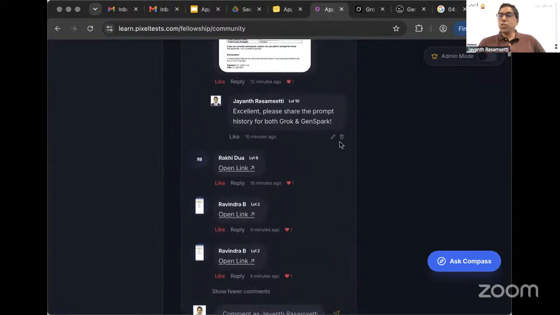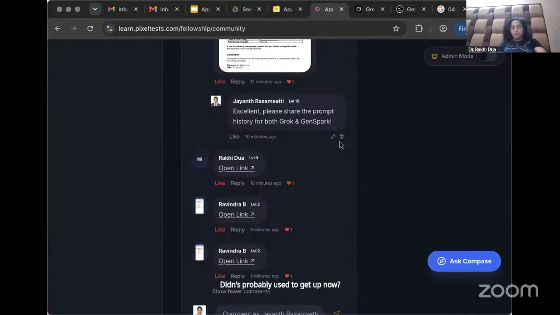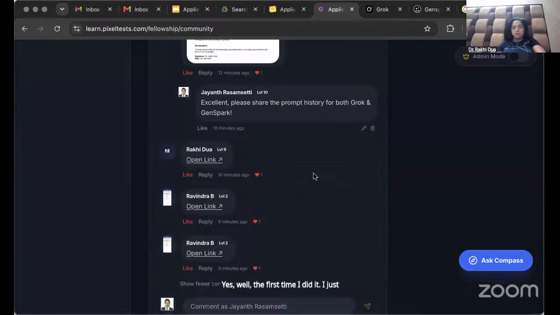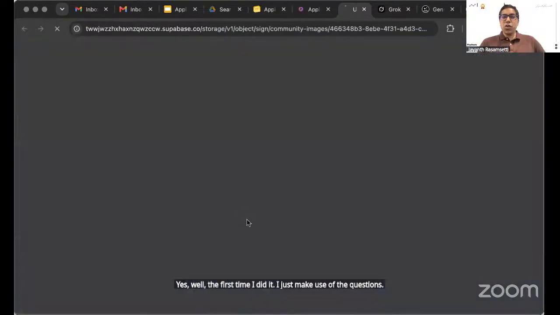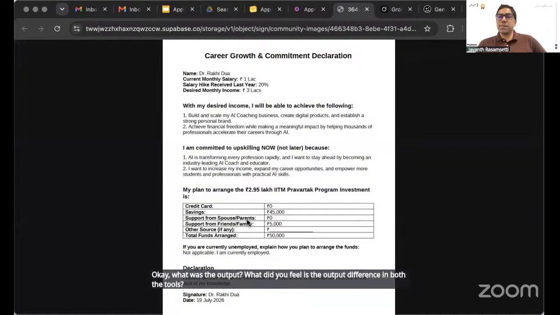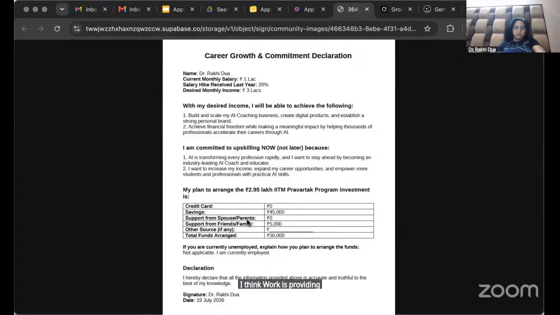Yes, ma'am. You used Grok and GenSpark before, no? I used Grok earlier. GenSpark, the first time I did it. Okay. What did you feel is the output difference in both the tools? I think Grok is providing a better, more precise response as compared to GenSpark.